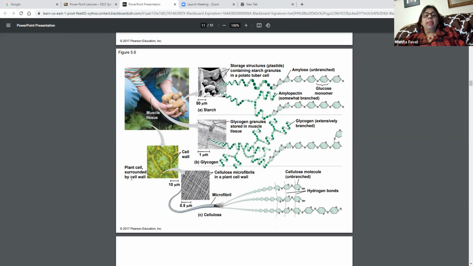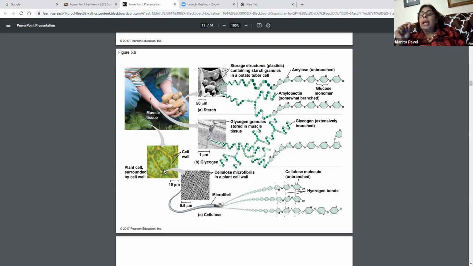You see the plant cells surrounded by the cell wall. You will also see, in the cell wall of plants, cellulose. Cellulose is a polysaccharide. So I want you to take note of this. Cell walls in plants: what is the plant cell wall composed of? Cellulose. Cellulose is a polysaccharide that is present in plants.